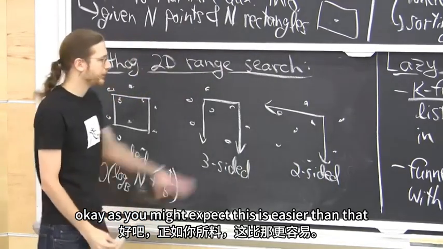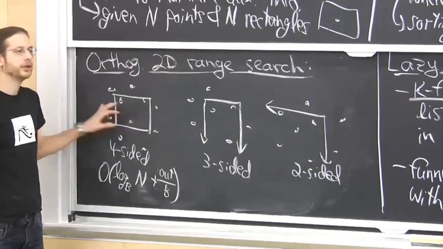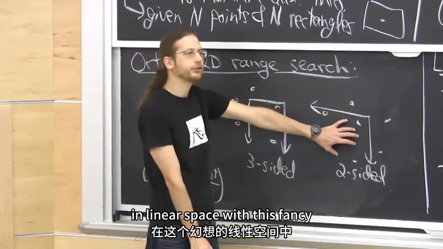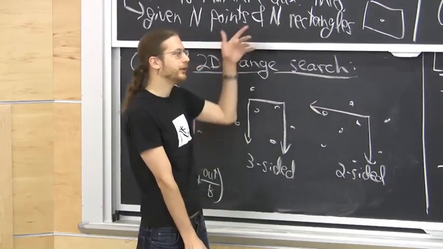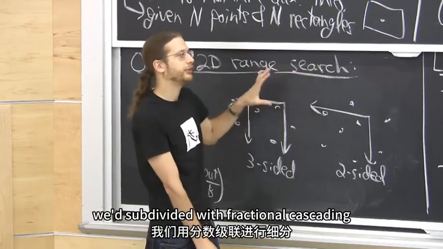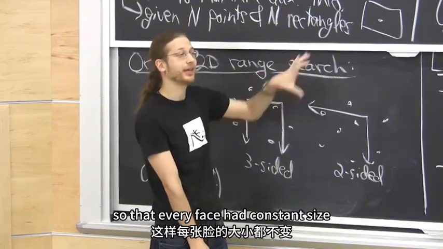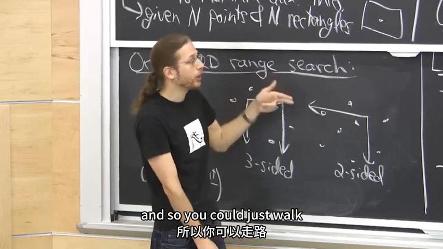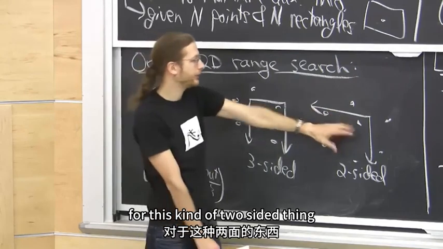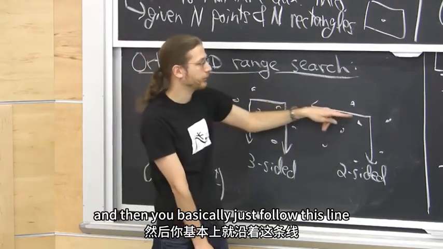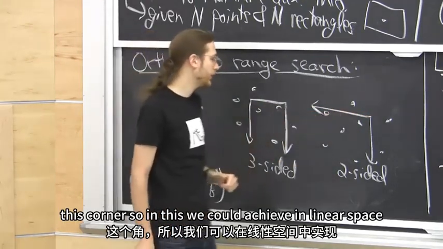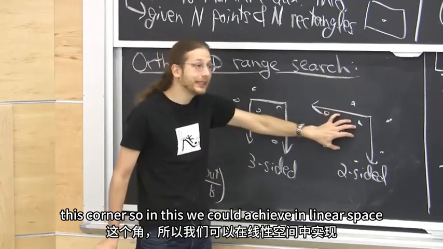Okay, as you might expect, this is easier than that. And if I recall, in 3D, we ended up doing this thing in linear space with this fancy approach: first you do a search on the left coordinate, and then you just walk. We'd subdivided with fractional cascading so that every face had constant size. And so you could just walk, and each step you'd report a new point. For this kind of two-sided thing, first you search, and then you basically just follow this line until you find this point, this corner.